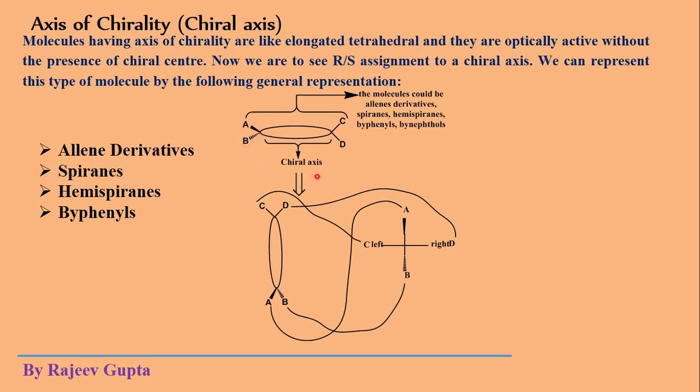Now how will we assign RS nomenclature to this chiral axis? Here is the simple rule which is shown graphically.